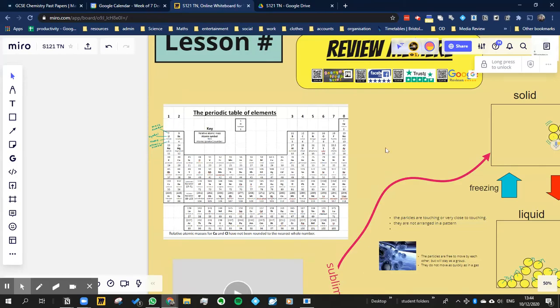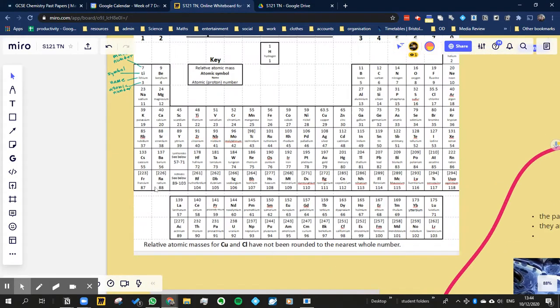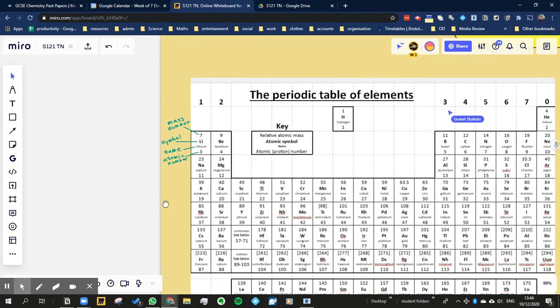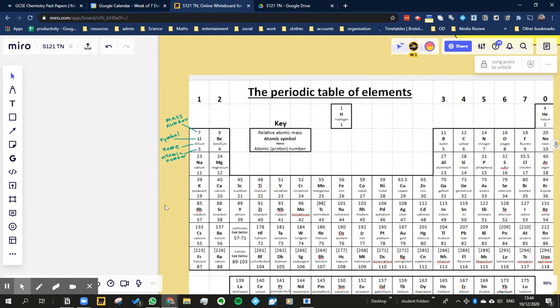Okay, so I'm going to just briefly sum up. We introduced atoms a while ago. I said that this periodic table of elements is a list of all the different types of atoms that exist. And you can see we talked about these different numbers. We've got a mass number, an atomic number. It's got a symbol, and it's got a name, right?